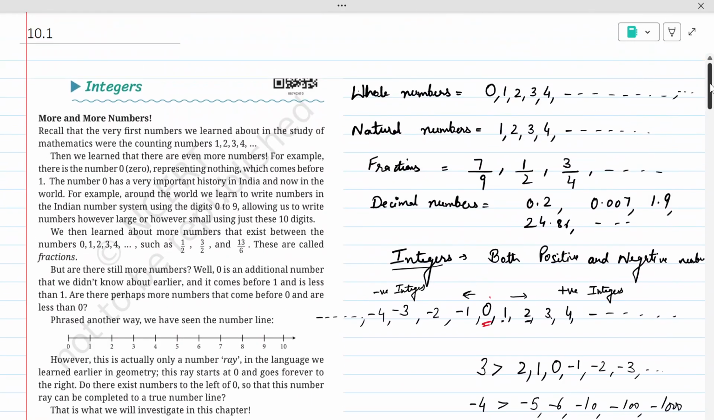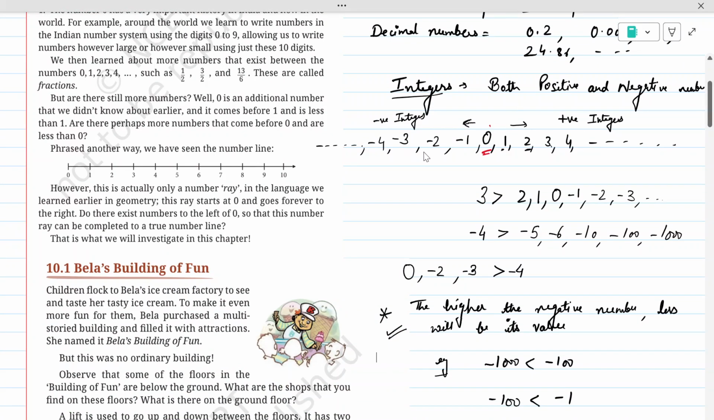What we have learned here, kids, is that integers are the set of both positive and negative numbers including 0, but 0 is not a positive or a negative integer. Also, the number on the right side of the number line will always be greater than the number on the left side. Then we have learned two examples here. Also, the next important point is: the higher the negative number, the less will be its value. The higher the positive number, the more will be its value.